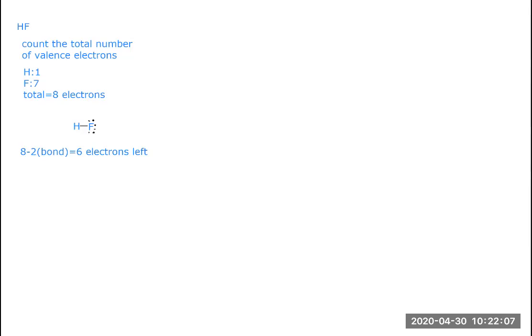So when you're doing this, you have used 6 electrons. So 6 minus 6 that you used in lone pairs around fluorine.